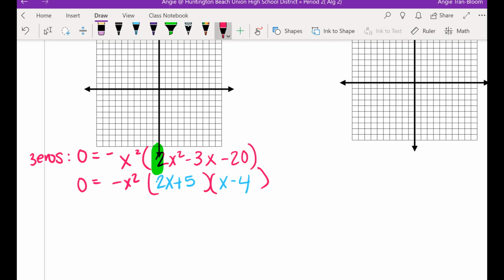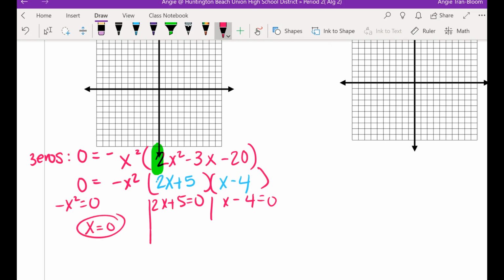All right, so Joe already went ahead and solved with a 0. That's okay. We're going to take negative x squared equal to 0, 2x plus 5 equal to 0, and x minus 4 equal to 0. Guys, if you have negative x squared equals 0, what must x be? 0. Is that one of the zeros? Is that okay to have 0 for an x in a set? Yeah, don't be scared of zeros, okay?